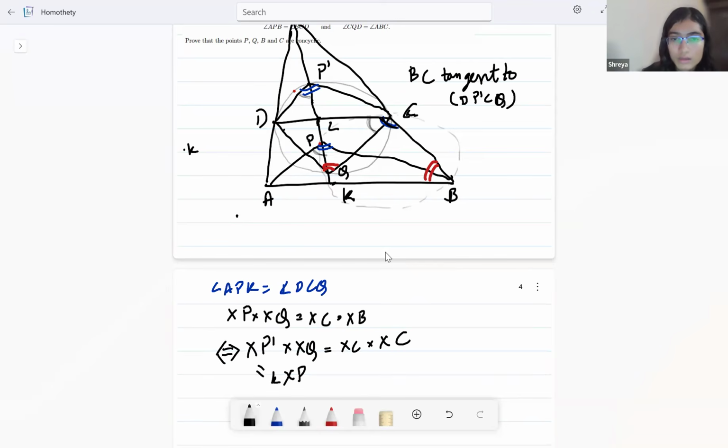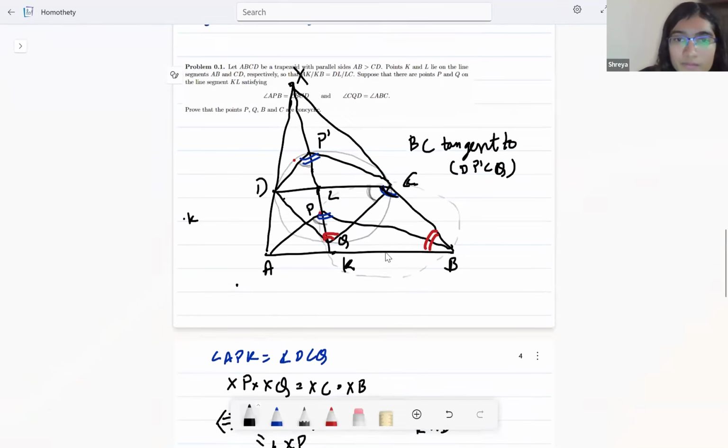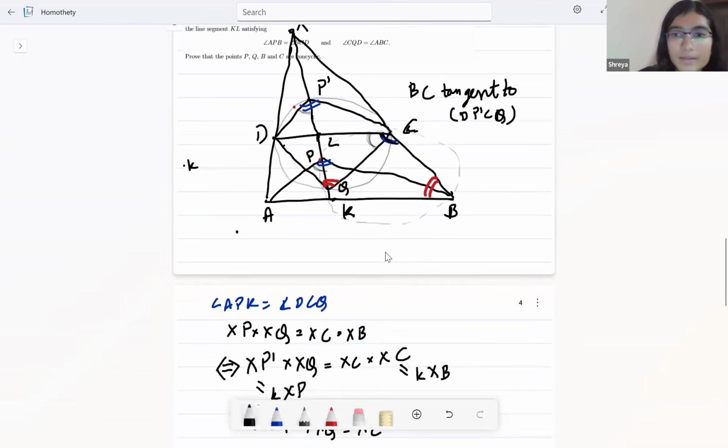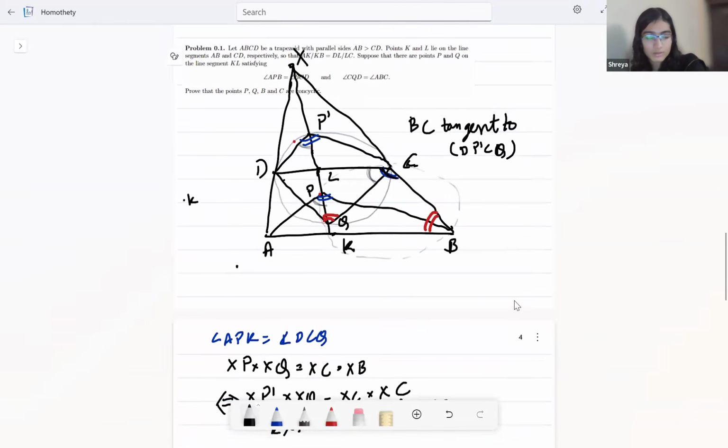XC is equal to K times XP. So this is equivalent to XP prime times XQ equal to XC squared, and that is true by power of point. Okay. Are there any questions about the proof?